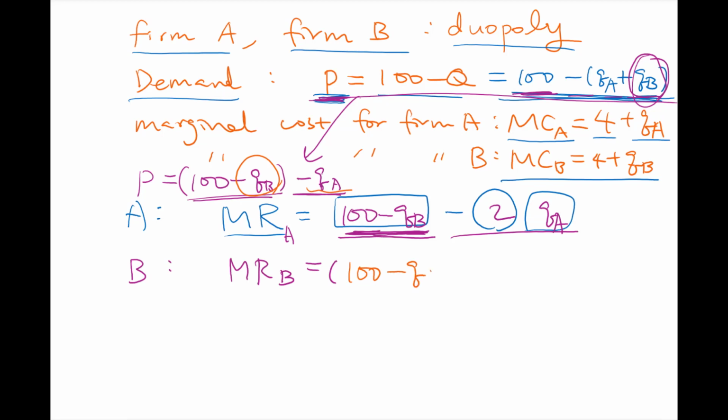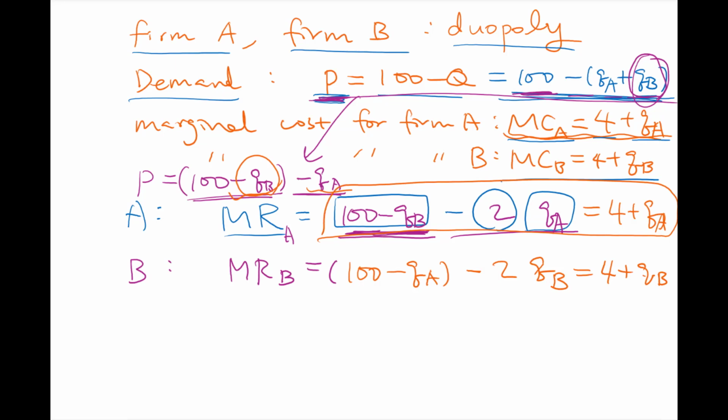So 100 minus 2Q minus QA is given to company B, and you multiply 2 in front of QB, right? So these are the marginal revenue functions for each company, and of course each company will maximize its profit by equating marginal revenue to marginal cost, which is equal to 4 plus QA for company A and 4 plus QB for company B.